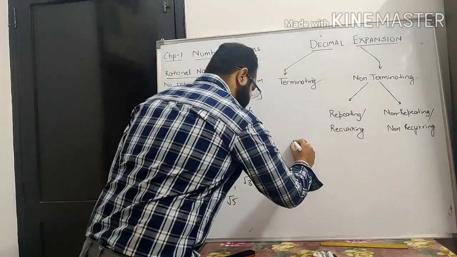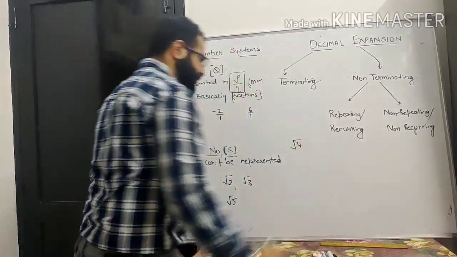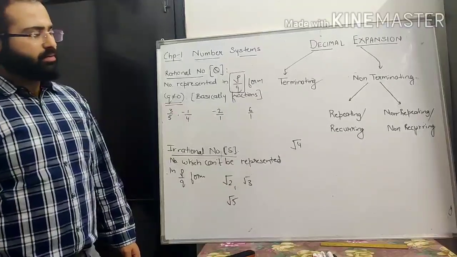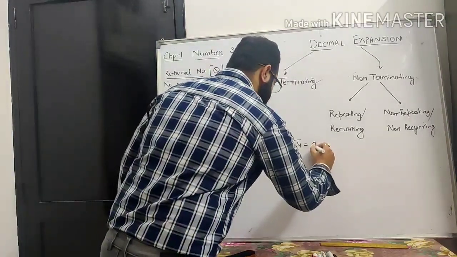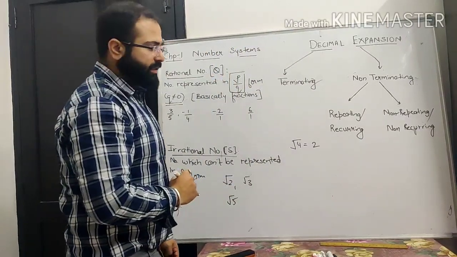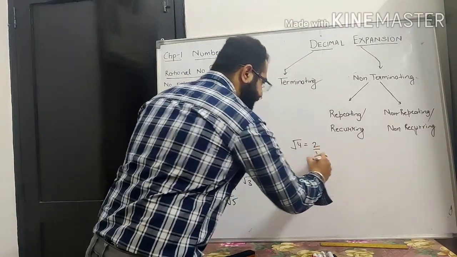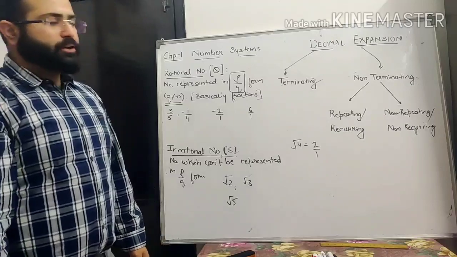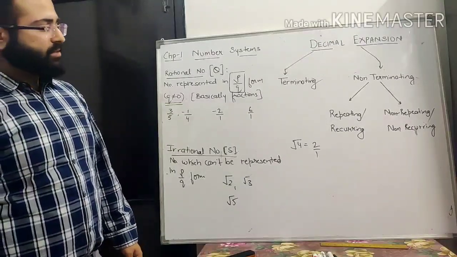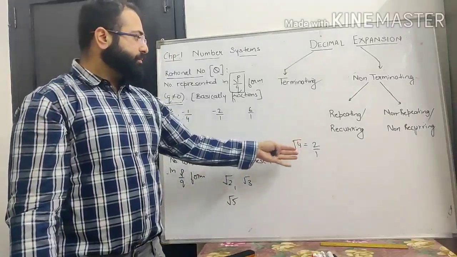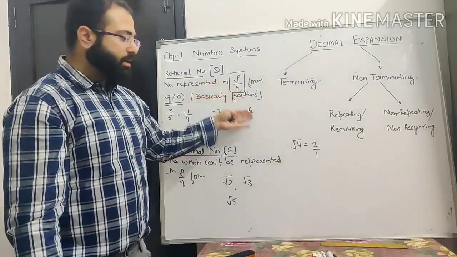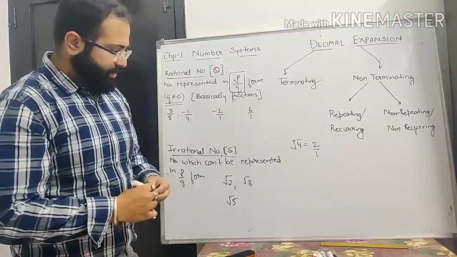So for example, what about under root 4? Is it a rational number or an irrational number? We know that under root of 4 is equal to 2. Now 2 is an integral value, and every integral value can be written in the P by Q form by taking the denominator as 1. So under root 4 is equal to 2, which can be written as 2 by 1. So it is a rational number but not an irrational number.